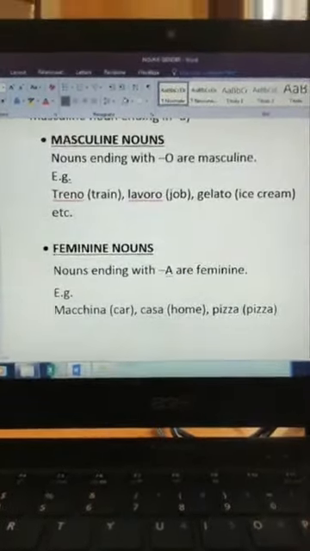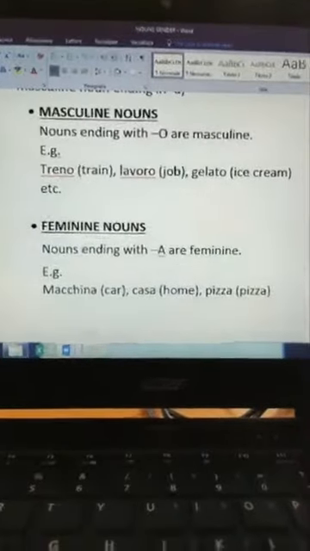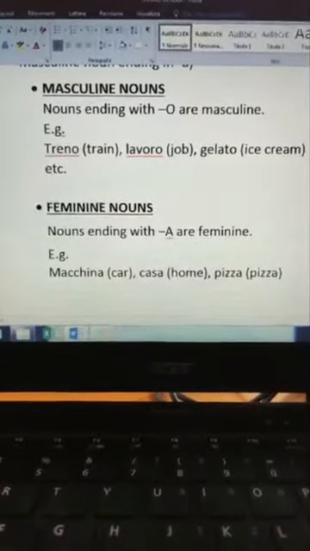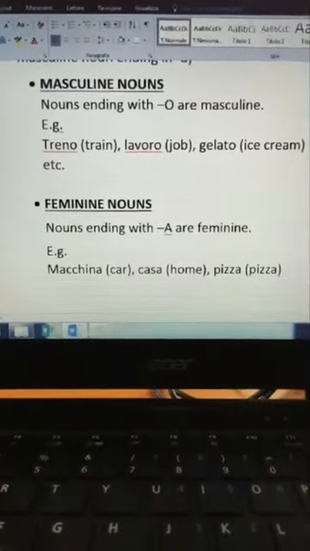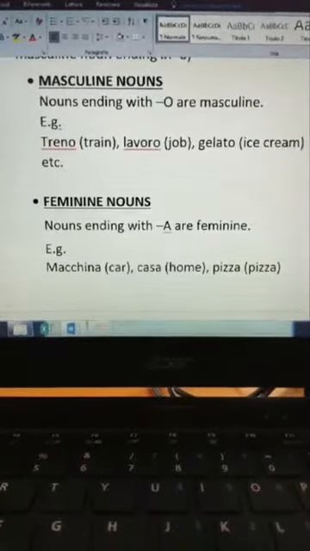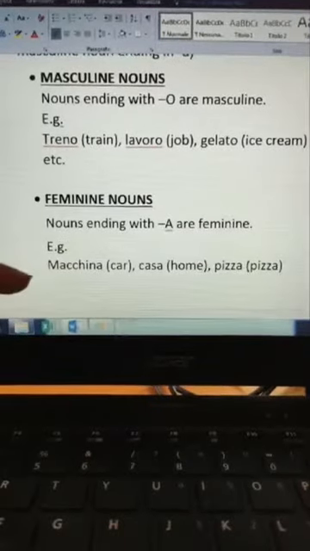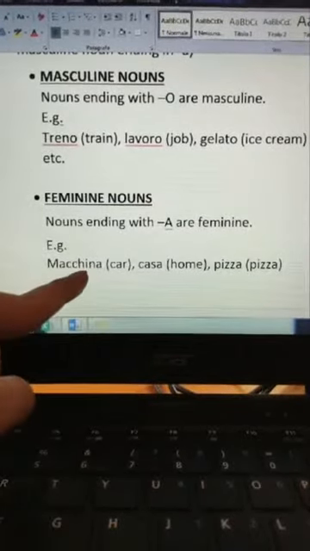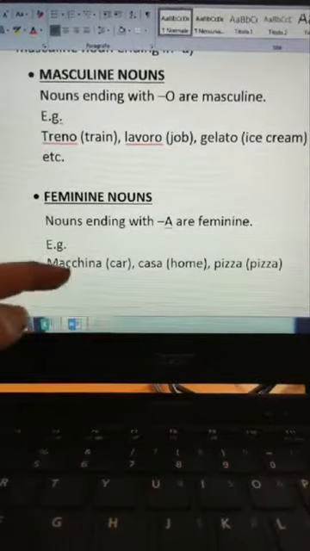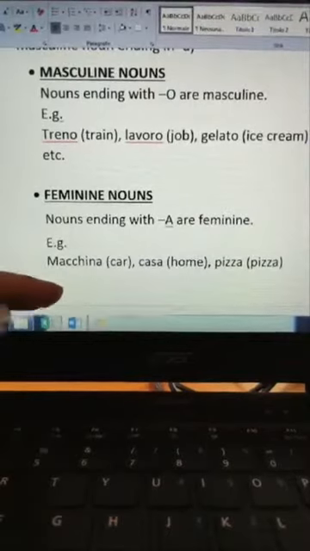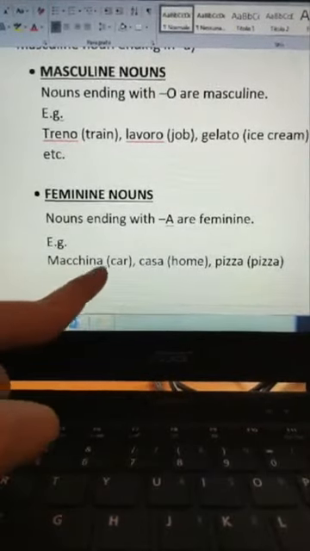And then the general rule for feminine nouns is that if a noun ends with the letter A, with lettera A, it's a feminine noun. For example, here I show you the word macchina. Macchina. Remember, guys, the H in Italian is mute, is silent, so you do not need to pronounce the H. So, macchina means car.